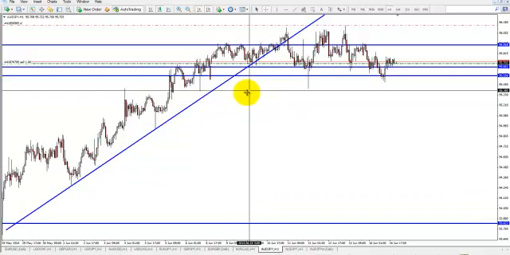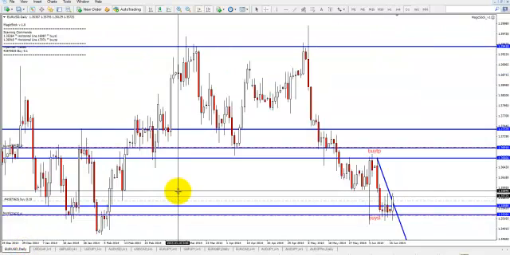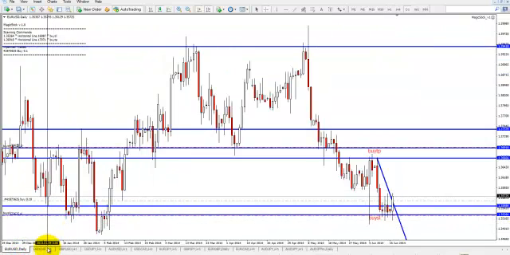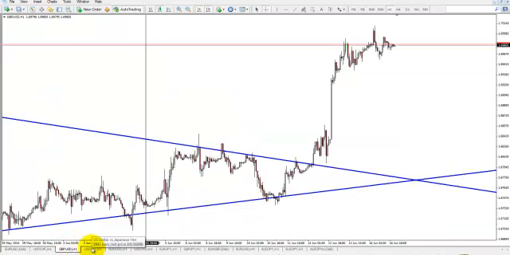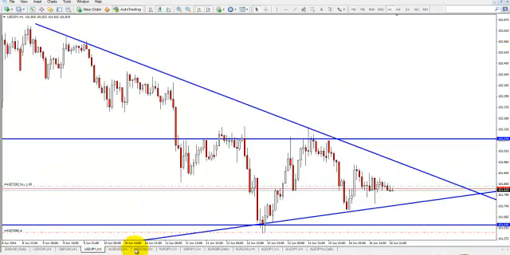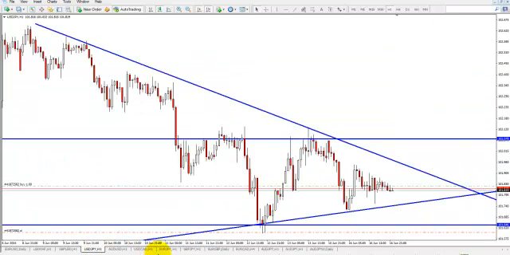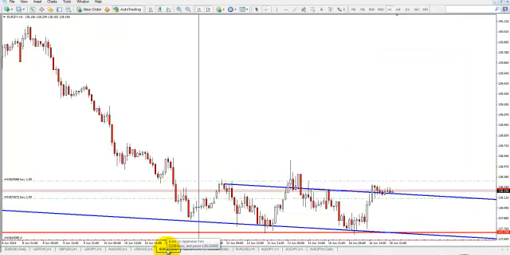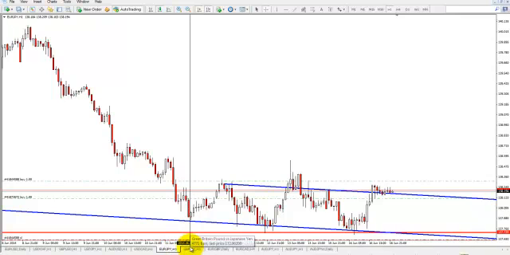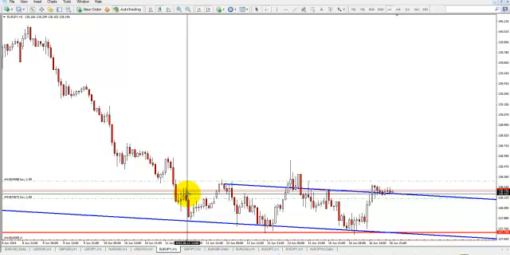Right now, my favorite pairs that I'm interested in really are the Euro dollar and the Swiss franc. Pretty much stay away from the yen. Euro yen, I really like, and that's really it.